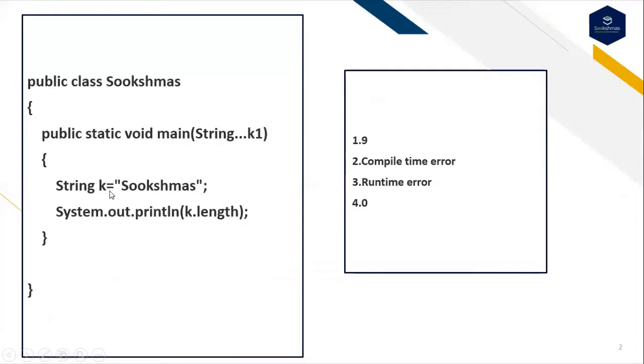Here I have created the string object with the value Sookshmas. And in the next line, I'm applying the length attribute with the reference k.length. These are the following options: the first option is 9, the second option is compile time error, the third option is runtime error, and the fourth option is 0.